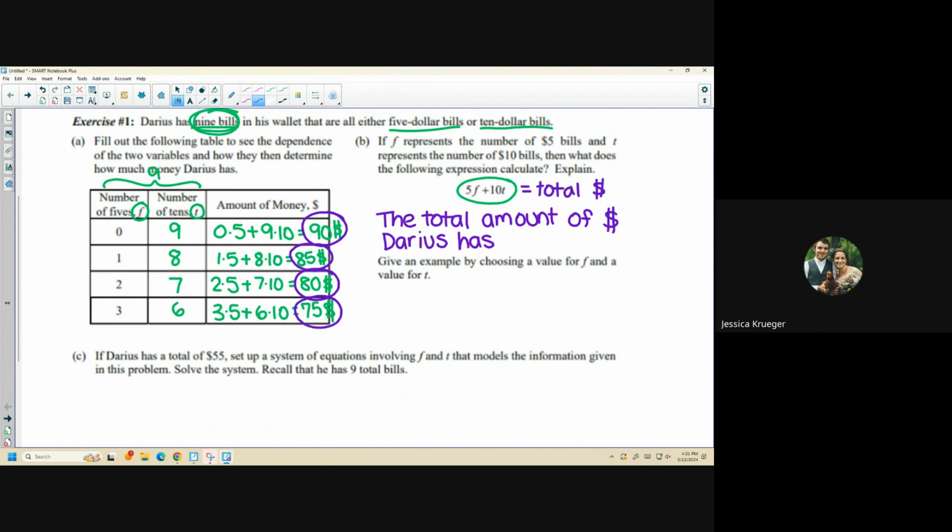It says here, give an example by choosing a value for F and T. We're not going to do that. We saw that in our table.